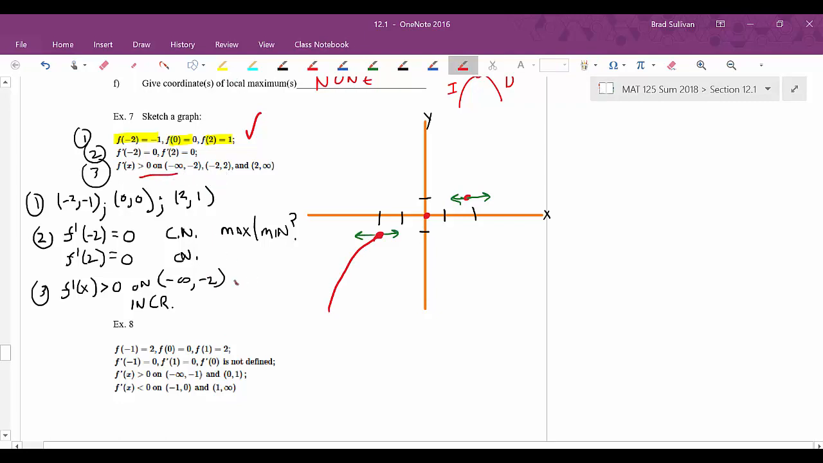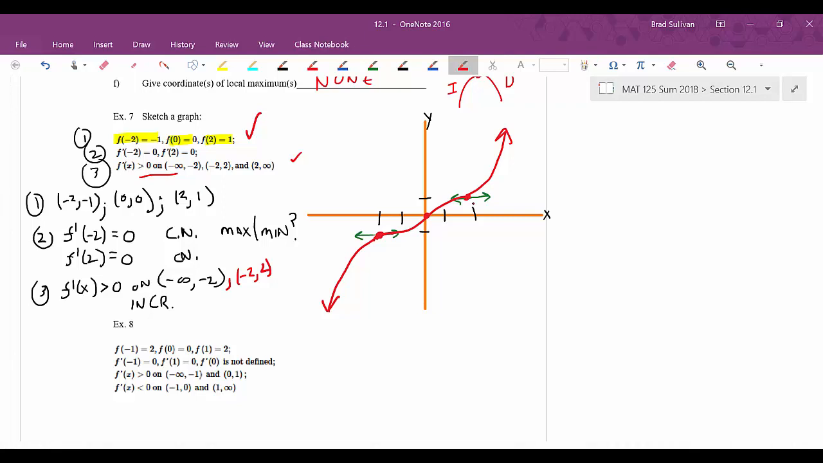But it also increases on -2 to 2. So from -2 to 2, you're going to increase also, it says. So it looks like it's going to maybe do something kind of like this. And then it'll keep increasing, going something like that. And then it also says from 2 to infinity, it's going to increase also. So I see this kind of graph doing something like that. It's increasing from -infinity to -2, -2 to 2, and 2 to infinity. That pretty well has all the conditions you are going to come up with.